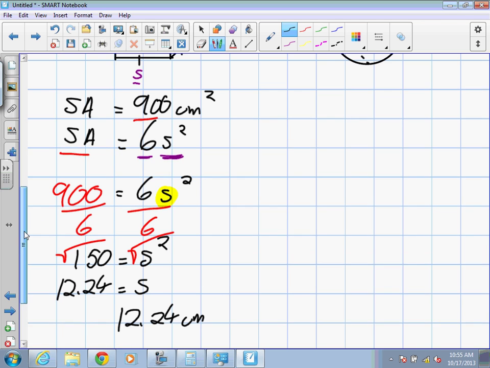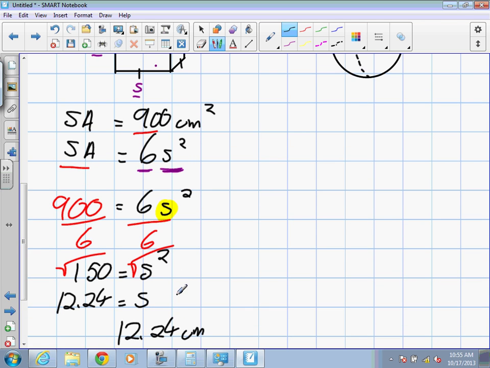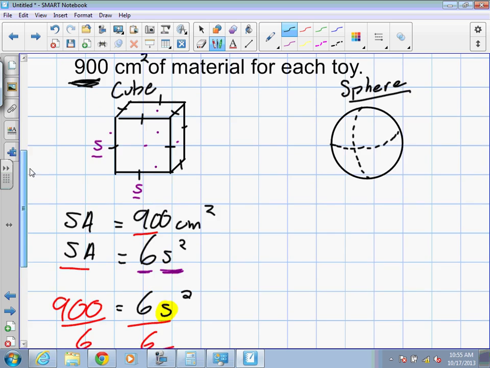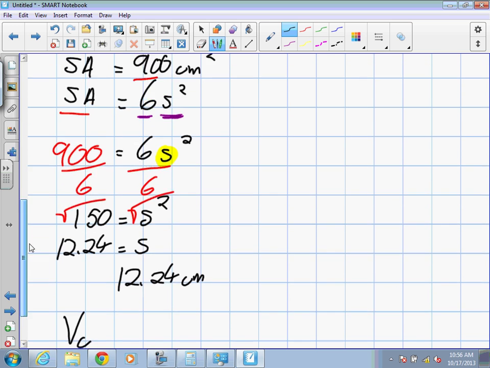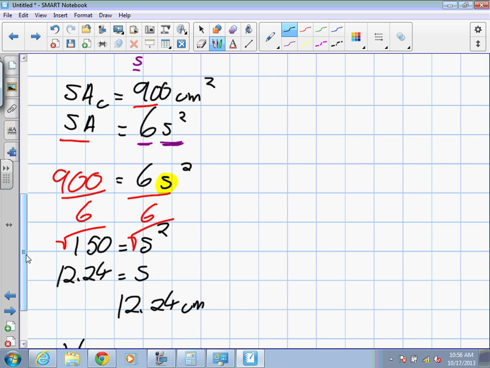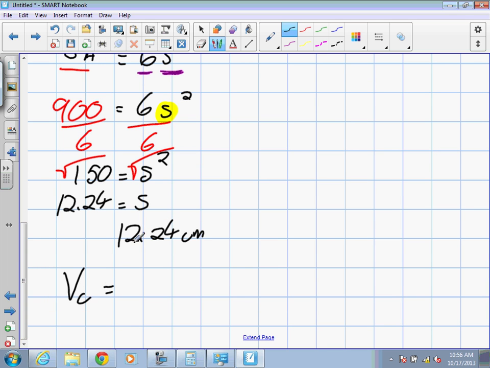So if that's our measurement in length, let's find out the volume of this cube. What is the formula for the volume of a cube? Because it's a prism, it's just length times width times height, but it can be simplified. What's the special relationship between the length, the width, and the height?